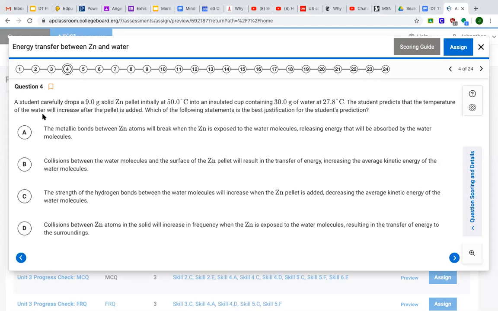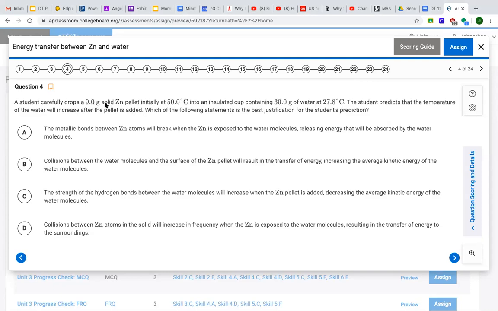Okay. All right. So a student carefully drops a 9.0 gram solid zinc pellet initially at 50 degrees Celsius into an insulated cup containing 30 grams of water at 27.8 degrees Celsius. The student predicts that the temperature of the water will increase after the pellet is added. Okay, sure. Which of the following statements is the best justification for the student's prediction?